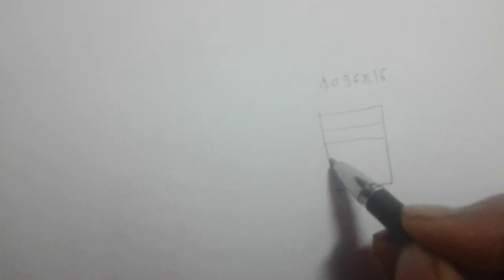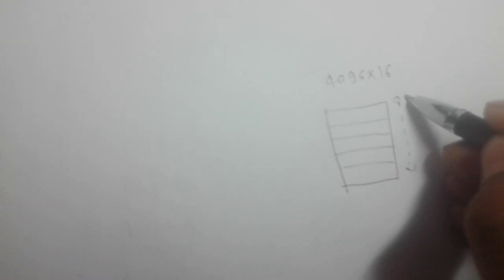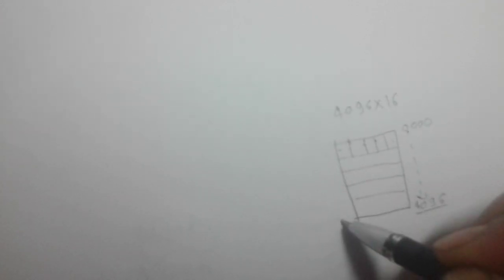Suppose we are talking about 4096 into 16. That means there will be 4096 memory locations starting from 0000 to 4096, and each and every memory location will contain 16 different bits. So 4096 words, and every word consists of 16 bits. This is the meaning of this.